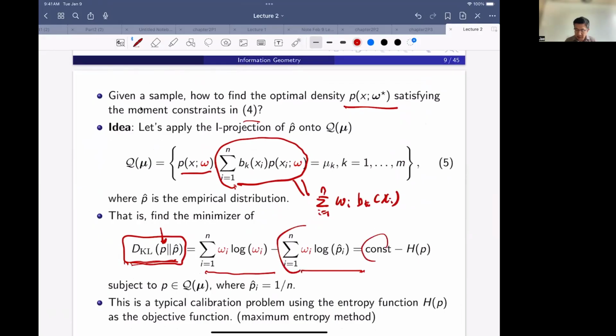So this is basically equal to 1, because this one is just constant, right?